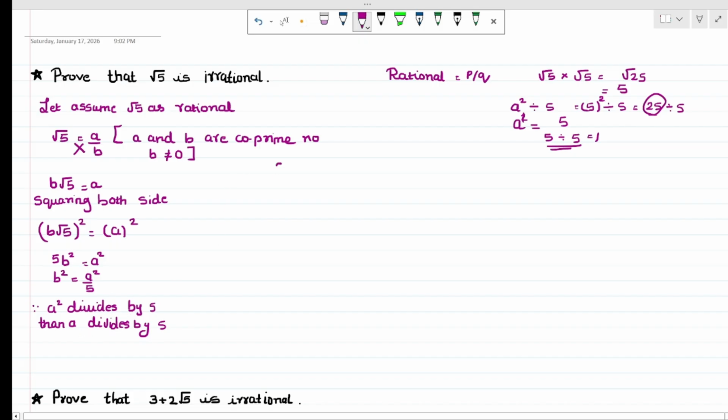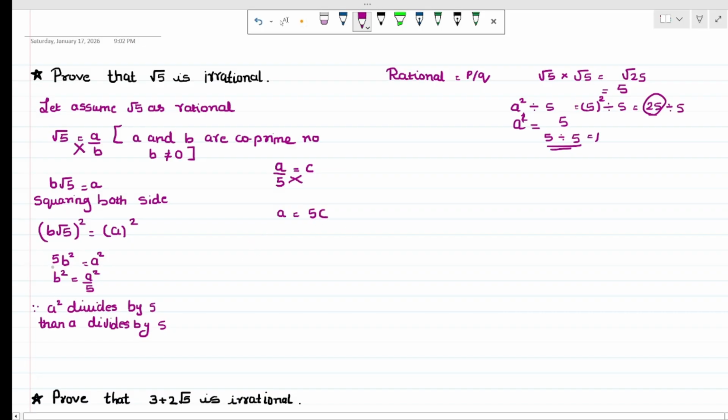So I can write over here that a is divisible by 5. If a is divisible by 5, it will give some answer, and I am denoting it by the letter c. That means the division of a by 5 gives me c. Now again cross multiply this. What will you get? a is equal to 5c.